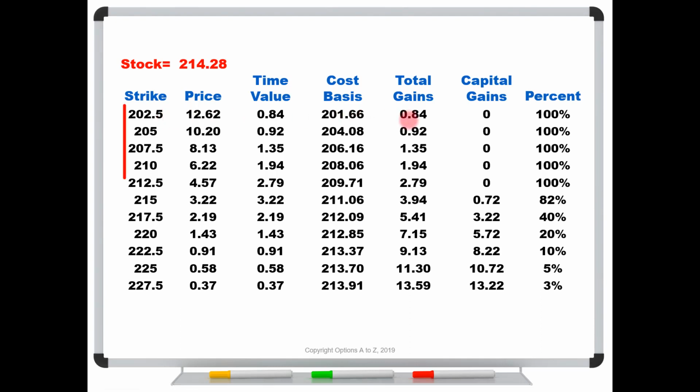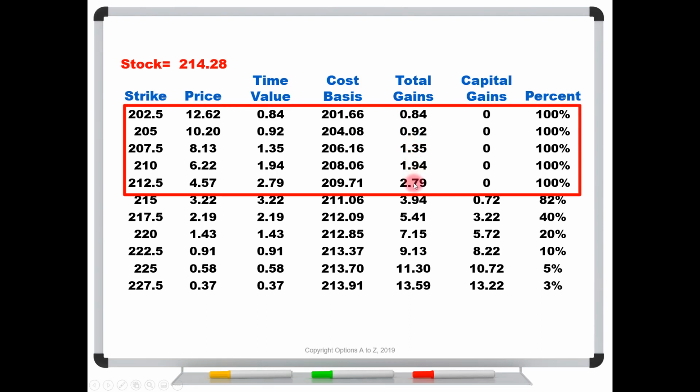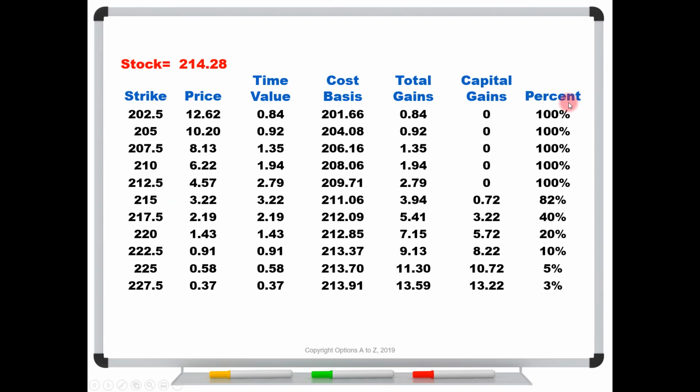So notice that for all of these rows where they are in the money, which are all of these down to the 212.50 strike, the amount you can make here, 84 cents, is the time value. 92 cents of total gains is the time value. Both of these columns match all the way down to the 212.50 strike. And that's why you can see in this final column here, I'm looking at it as a percentage, 100% of your gains are coming from the sale of the option.